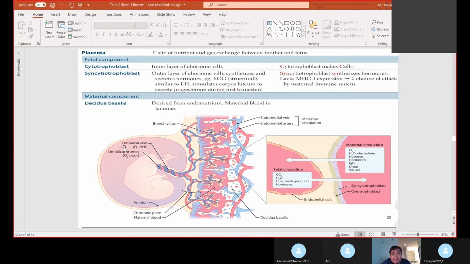Don't forget that the umbilical vein is oxygen rich. The umbilical arteries are oxygen poor. So the waste from the fetal circulation goes to the maternal circulation. It traverses the cytotrophoblast and the syncytiotrophoblast to go to maternal circulation. And all the nutrients coming from the mother need to traverse in the opposite direction, beyond syncytiotrophoblast and cytotrophoblast, to get to the fetal circulation.